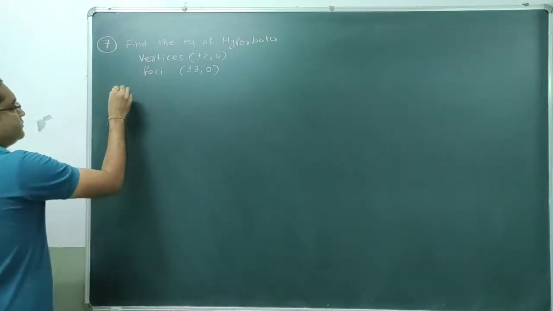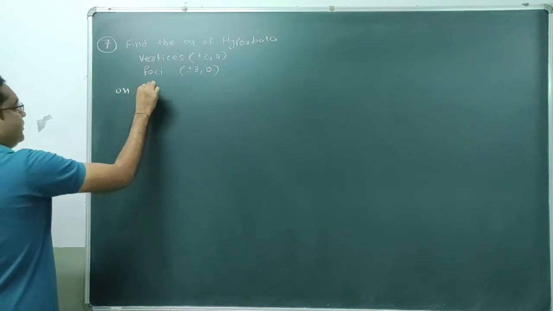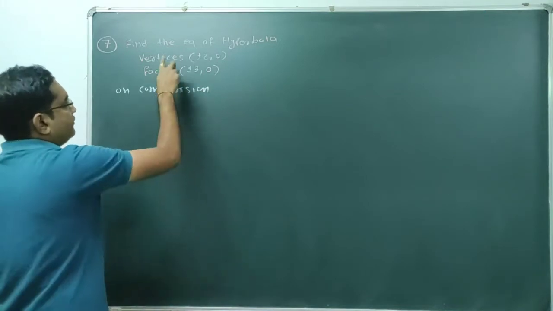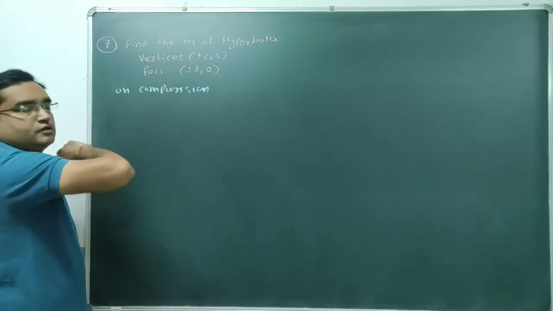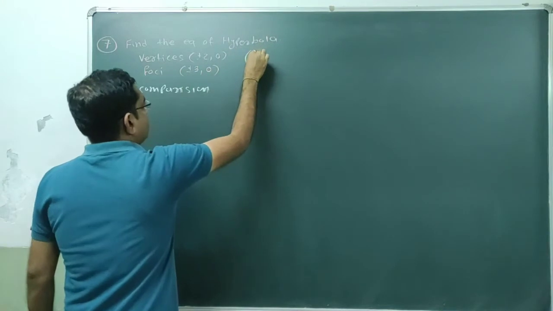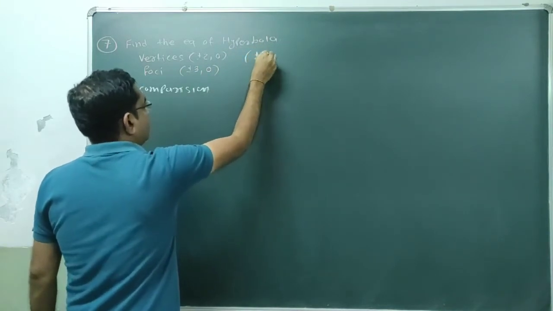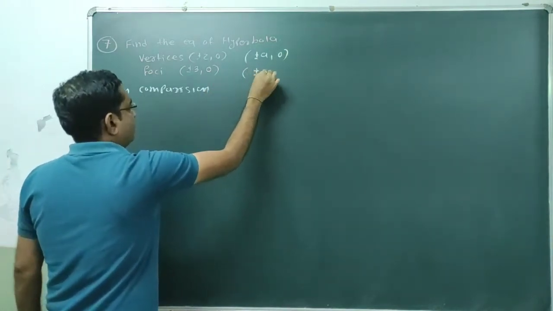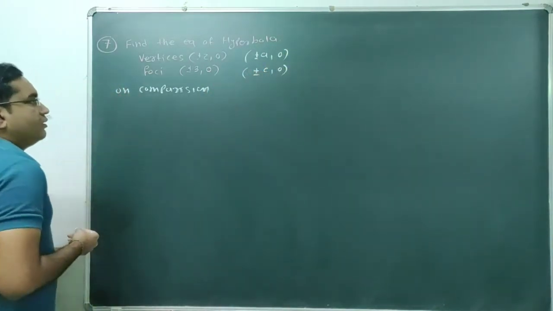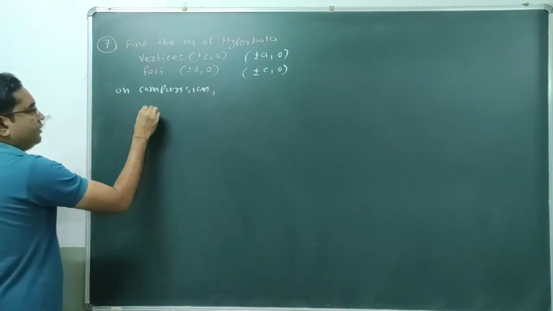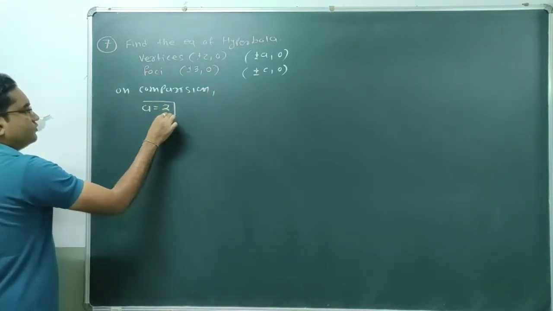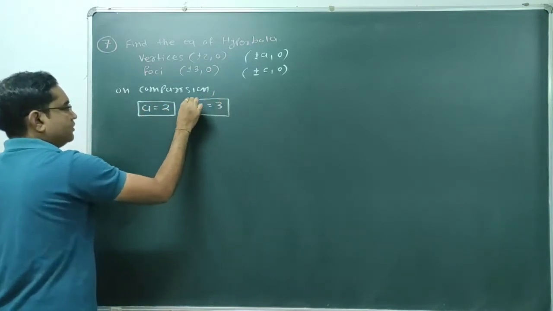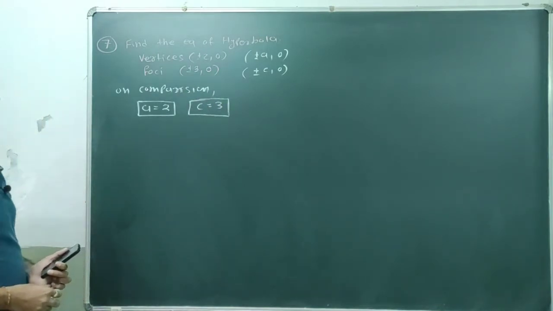So on comparison, the coordinates of vertices in the case of a horizontal hyperbola are always plus or minus a, 0, and the coordinates of foci will be plus or minus c, 0. So on comparison, what are we getting? The value of a is 2 and the value of c is 3. So two values are there, a and c.